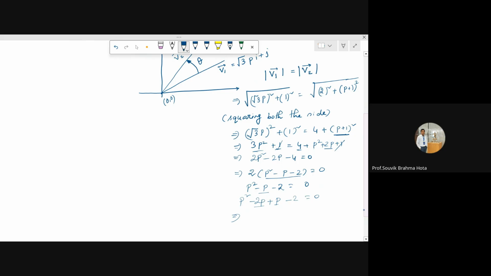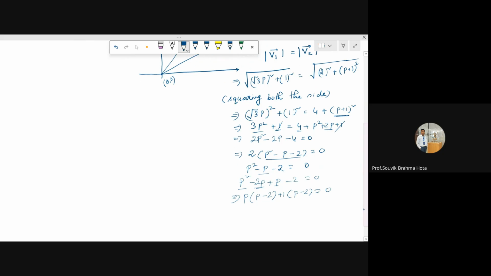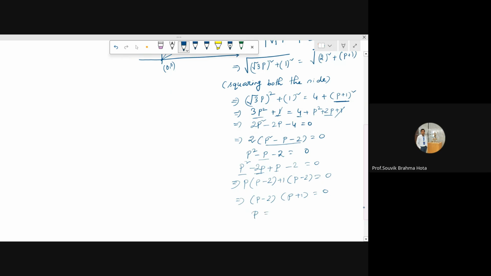So we take common out of these 2. P minus 2 plus 1 common. P minus 2 is equal to 0. Now p minus 2 under p plus 1 is equal to 0. So p will be positive 1, other negative.